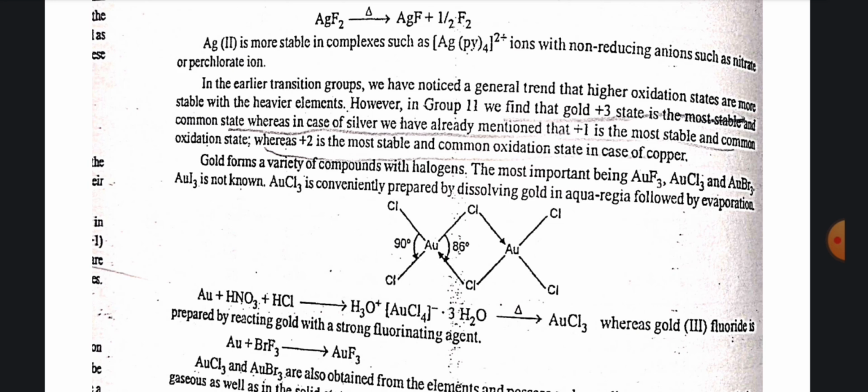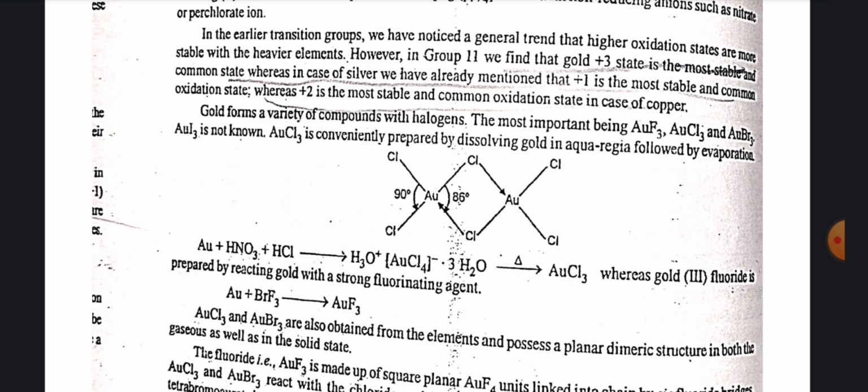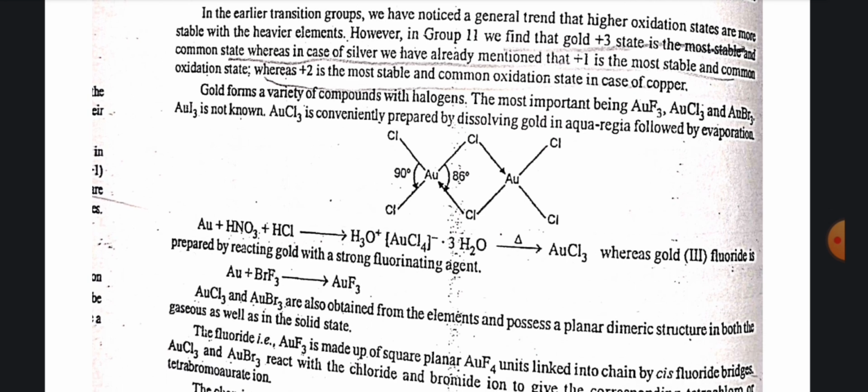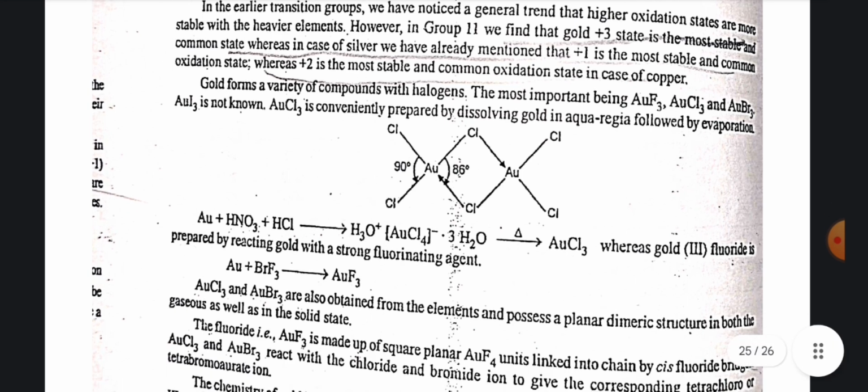In the earlier transition groups, we have noticed the general trend where higher oxidation states are more stable with the heavy elements. However, in group 11 we find gold +3 the most stable and common state, whereas in the case of silver we have already mentioned that +1 is the most stable and common oxidation state, whereas +2 is the most common oxidation state in the case of copper.